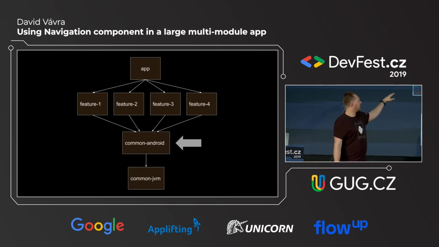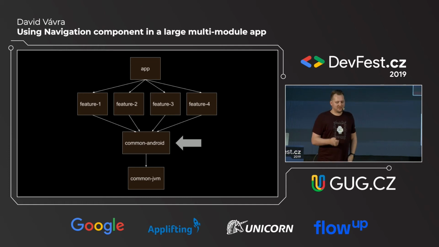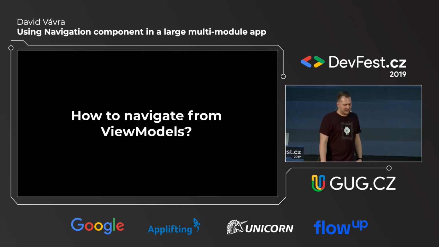So we put the XML into the common Android library, and then all the features have access to it. You can navigate from anywhere to anywhere. It's really nice. Safe Args works. The only thing which doesn't work is if you view it in Android Studio, common Android doesn't see fragments from the features. So in the XML, the fragment classes are red because it doesn't see them. But it compiles with no problems. It's just red in Android Studio, but who cares? So this is how we solved it.